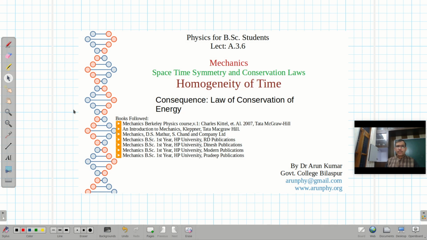Okay, so in the earlier lecture, I talked about isotropy of space, and that leads to the law of conservation of angular momentum. Today, I'm going to talk about homogeneity of time, and this basically leads to the conservation of energy. The law of conservation of energy is the consequence of this. So let us try to prove how homogeneity of time leads to the law of conservation of energy.